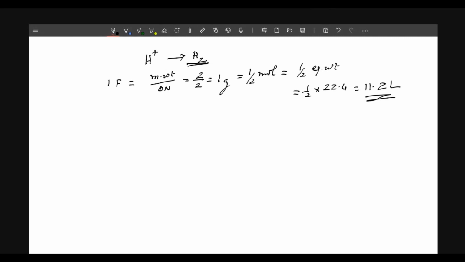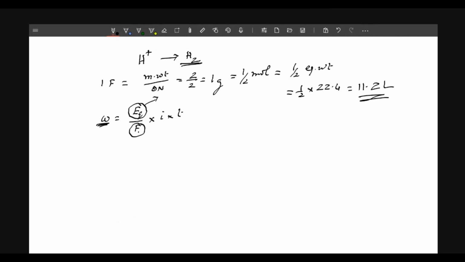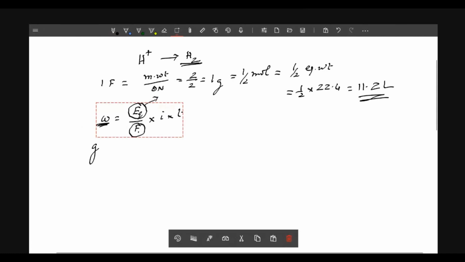And here, what are the types of problems that can be asked? We will take W equals equivalent weight by the Faraday into I into T. Equivalent weight for a given substance is a constant. They won't ask what is the F value. Or if at all any weight is given, they may ask how many Faradays of electricity is required. But equivalent weight is a constant for a given species. If W in gram is given, here you should give the equivalent weight in gram.